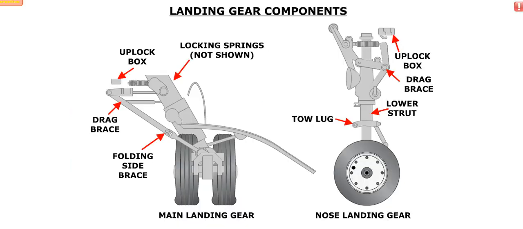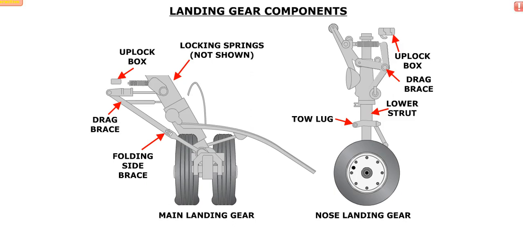Once the main gear is extended, the main landing gear is mechanically maintained in the down position by means of a dual alignment folding side brace. Locking springs provide a second method of alignment and ensure that the main landing gear is locked down in the absence of hydraulic pressure. The drag brace is monitored for downlock indications.